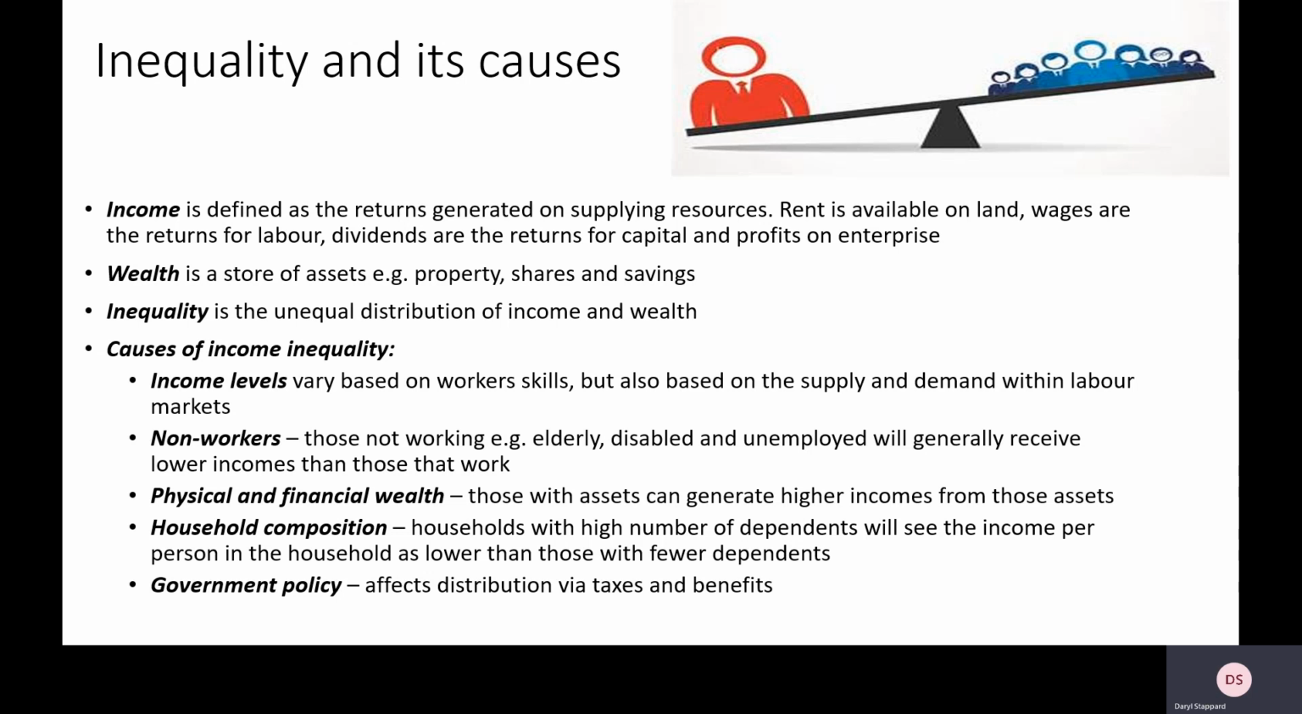Now, all inequality is then is the unequal distribution of income and wealth. In other words, across our society, in every society across the world, to varying degrees, there's a gap in income and wealth between the richest and the poorest people in a society. Obviously, the bigger that gap is, the more likely there'll be people in absolute and or relative poverty within an economy. Right, so what causes income inequality? Well, a lot of it is down to labour markets.